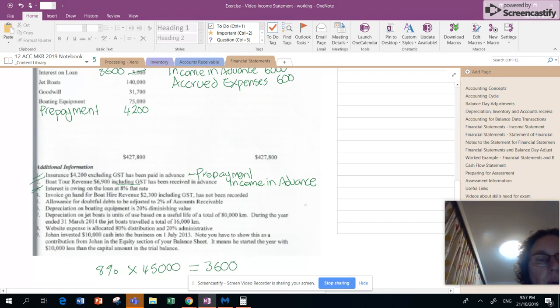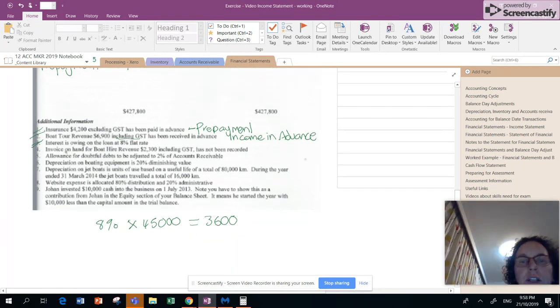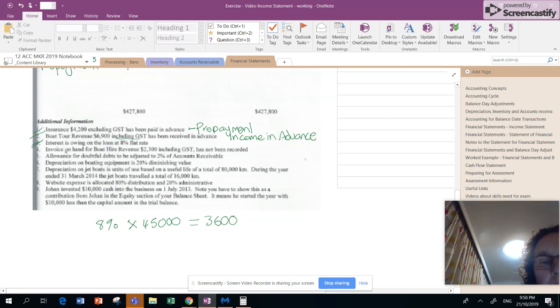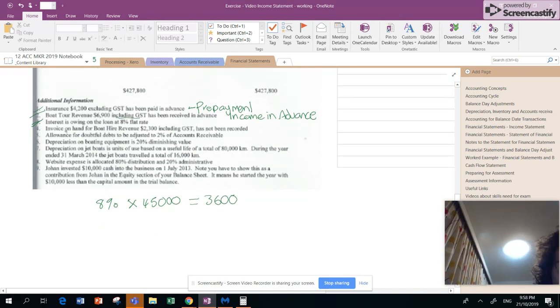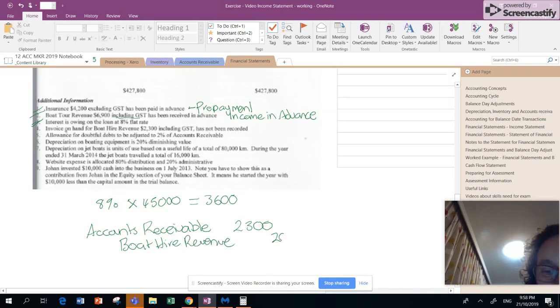Right, an invoice on hand for boat hire revenue, including GST, has been recorded for 2,300. It's for boat hire revenue, which is an income, so we know we're dealing with accounts receivable. Our accounts receivable is going to be debited by the GST inclusive amount, so the full amount of 2,300. We're going to credit our boat hire revenue for 2,000, and then we need our GST of 300. So the boat hire revenue is GST exclusive.